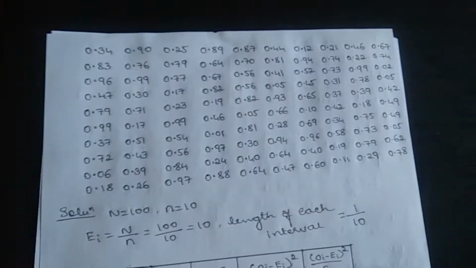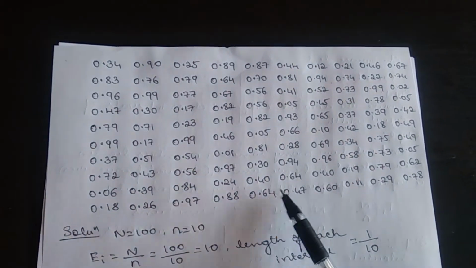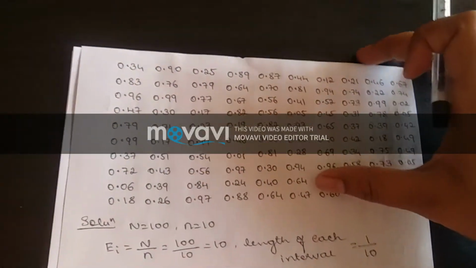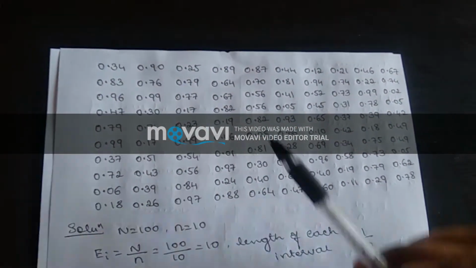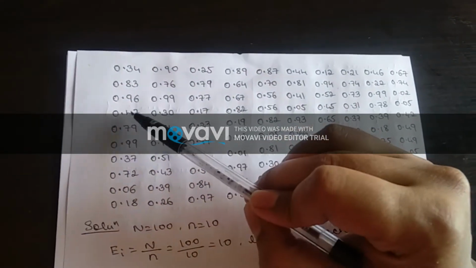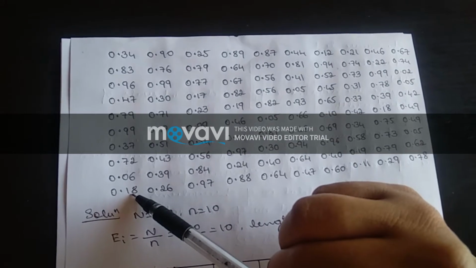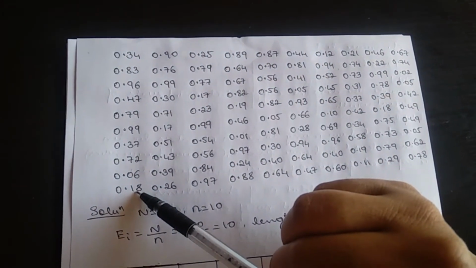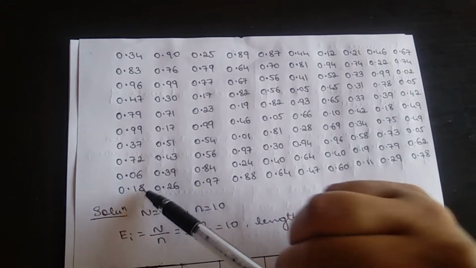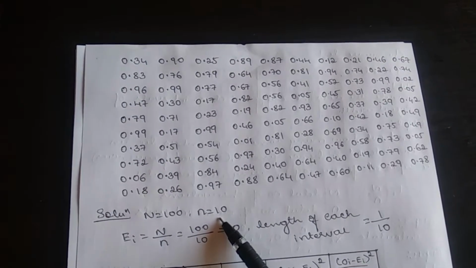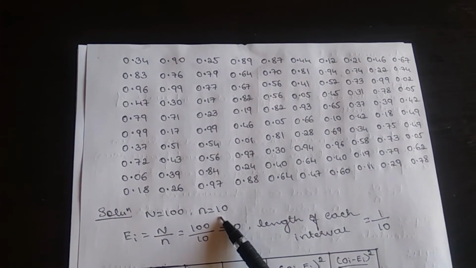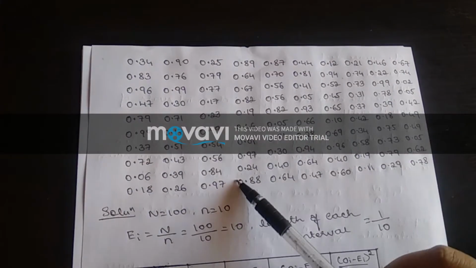Here is the given data; the intervals they have already given. You can count 1, 2, 3, 4, 5, 6, 7, 8, 9 and 10. You have 10 intervals, so small n equals 10. It is given in the question. If it is not given, you have to count like this.